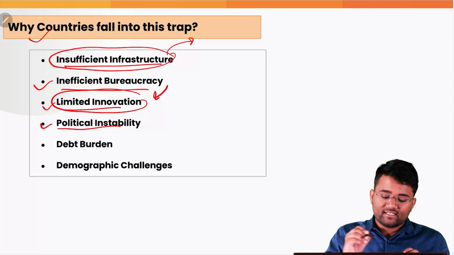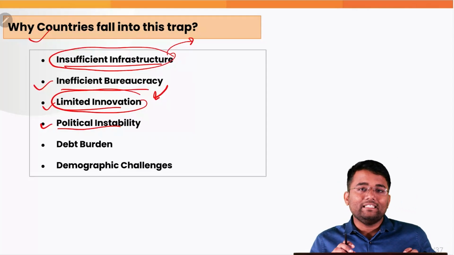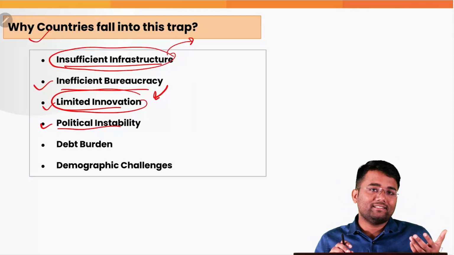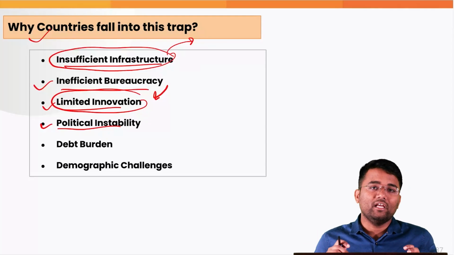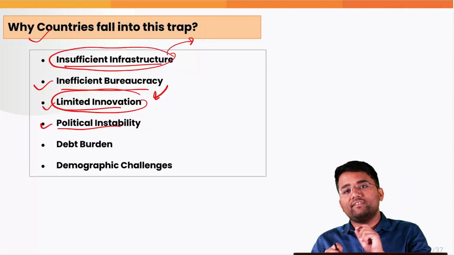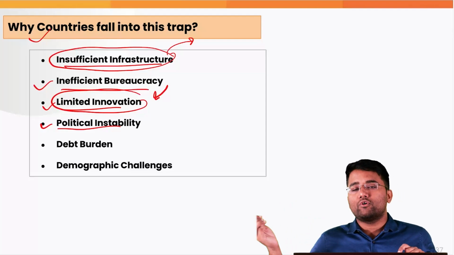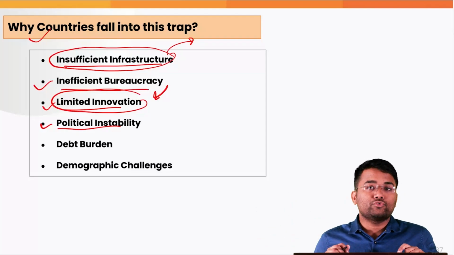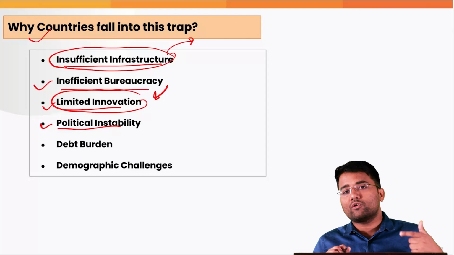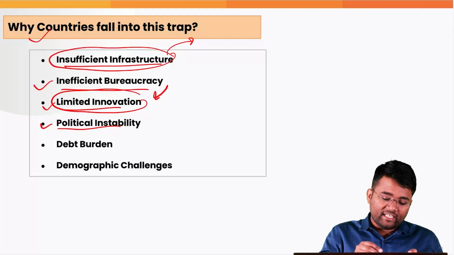Then the political instability, when that is there, that leads to a case of policy paralysis or policy inconsistencies, where there is no consistency between the policy that was taken by one government and that is not being carried forward by another government. So that further impacts the overall GDP growth and further aggravates the situation.